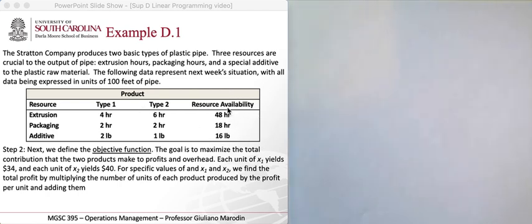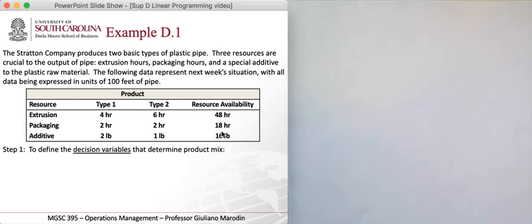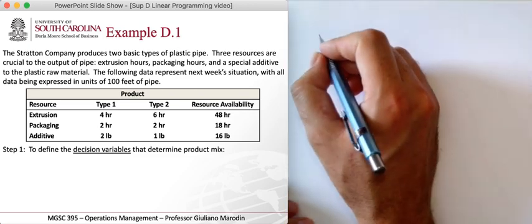So I only have 48 hours of extrusion, and I only have 18 hours of packaging. So the first thing is to decide what my decision variables are, right? What am I trying to decide on? I cannot decide if I'm going to do extrusion or packaging, I have to do that. What I need to decide is the amount of type 1 and the amount of type 2 that I'm going to produce. So I'm going to write that.